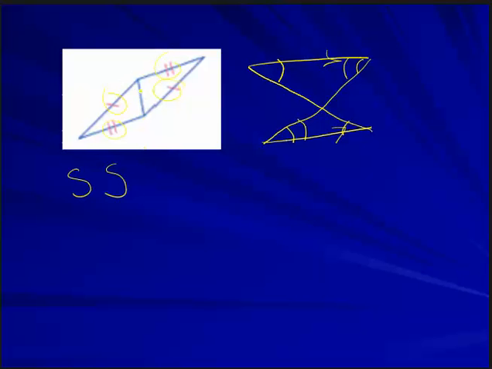Here's my third side. Remember what I just said in the previous example? If they share a side, 9 times out of 10, you're going to use that. So yes, this third side is congruent to itself. Therefore, I can say all 3 sides of the left triangle are congruent to the 3 corresponding sides over here in the right triangle. Therefore, I'm going to use the side, side, side theorem. One more.